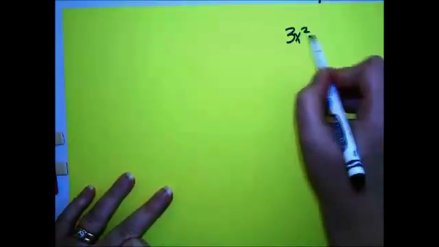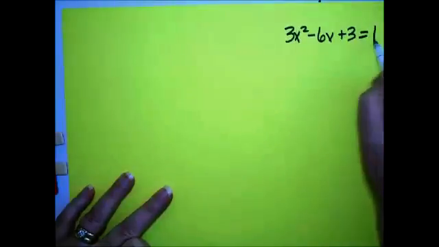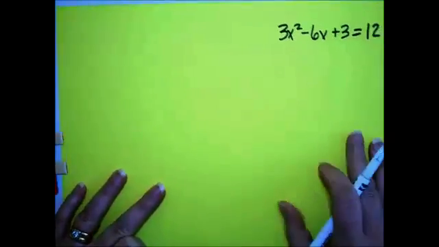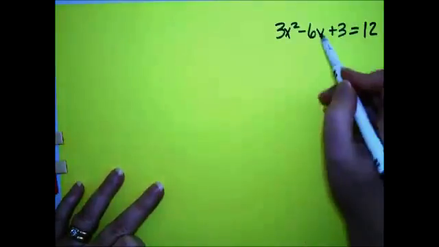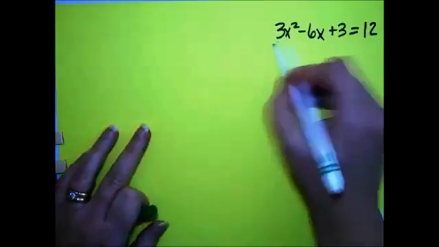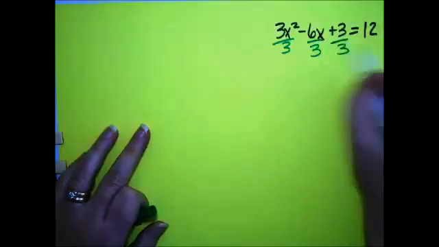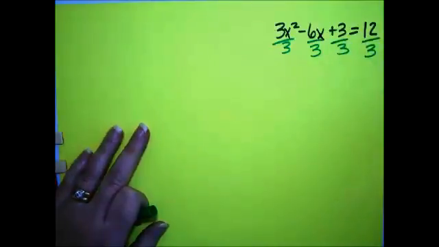Three x squared minus 6x plus 3 equals 12. And here's another one where we've got something besides 1 in front of our x squared. So you can either factor it out and divide by it, or you can go ahead and divide everything by 3. That's what I'm going to do, but you're welcome to do either way. So divide this by 3, divide by 3, divide by 3, divide by 3.